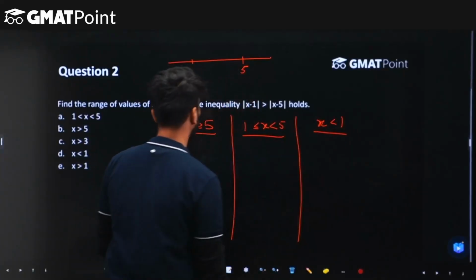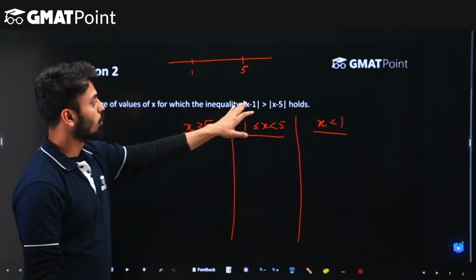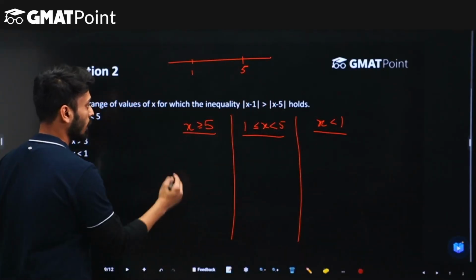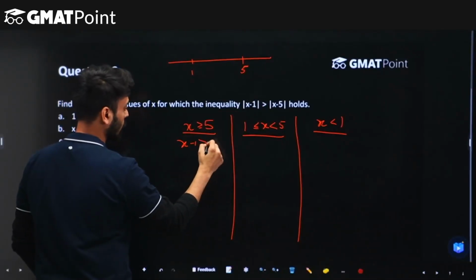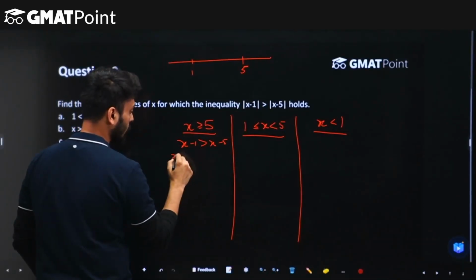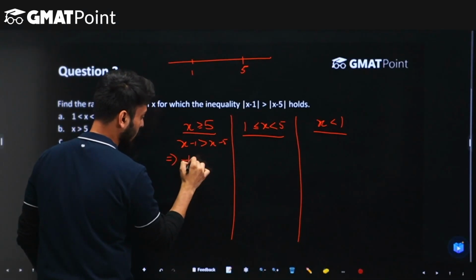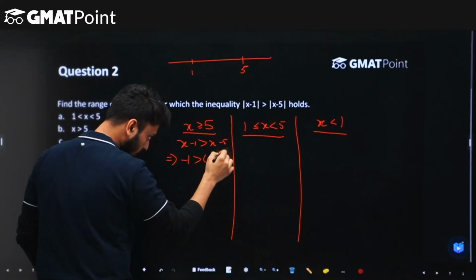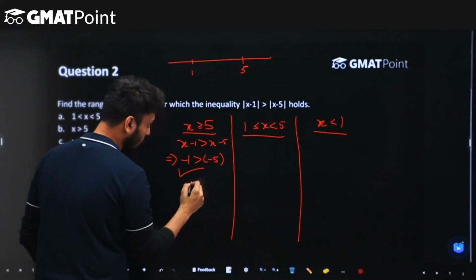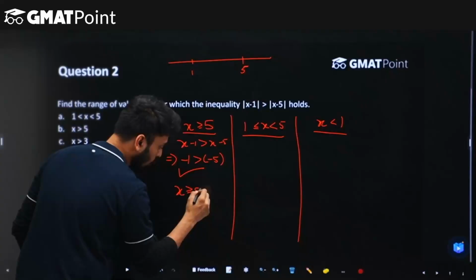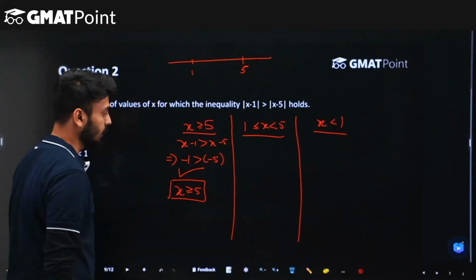Right. So in the first case, we have x greater than or equal to 5. Both of these will be positive. So I have x minus 1 greater than x minus 5, which gives me minus 1 is greater than minus 5. This is a true statement, always true. So this works. So x greater than or equal to 5 is one of the ranges I will get.